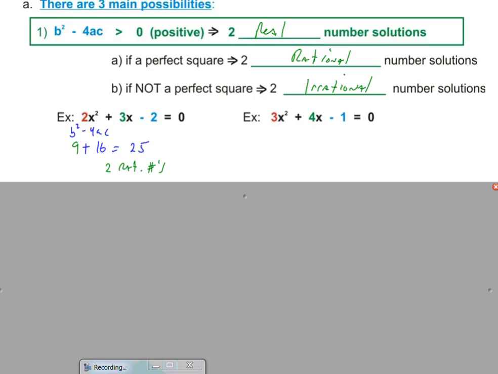The second scenario, when you do b squared, you get 16. Minus 4 times 3 is a negative 12. Negative 12 times a negative 1 is a positive 12. In this one, I get a 28. Is 28 a perfect square? No. Therefore, the solution is 2 irrational. The discriminant.